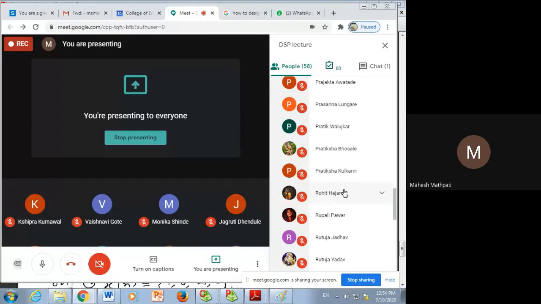Rupali Pawar. Yes, sir. Madam, are you solving this example? Yes, sir. Have you got the first answer? Yes. What is the answer you got? Sir, now calculating. x of n is 1, 0, minus 1, 0. And h of n is 1, 2, 4, 8. Okay, okay. Do it. Find out the circular convolution result. Okay.